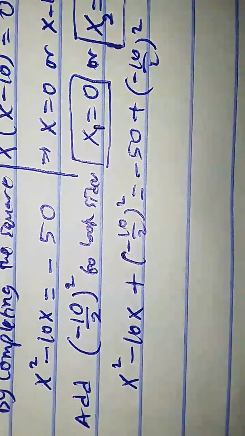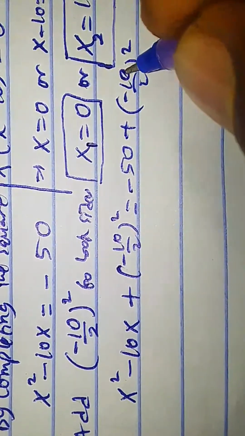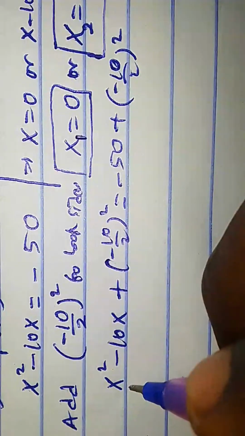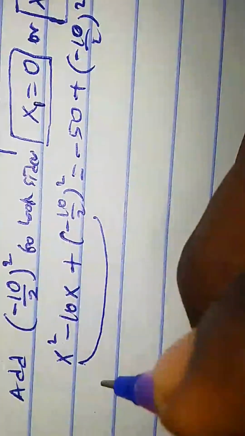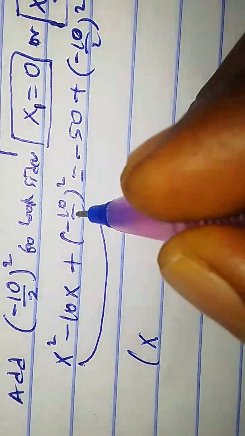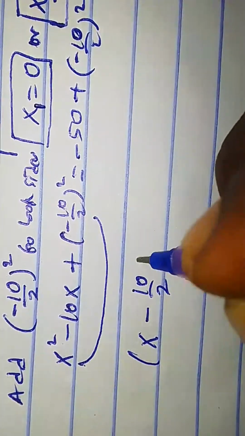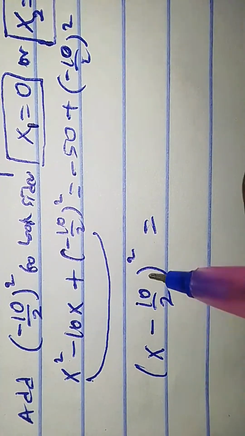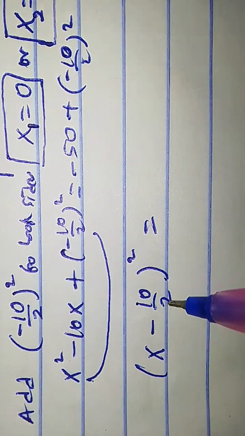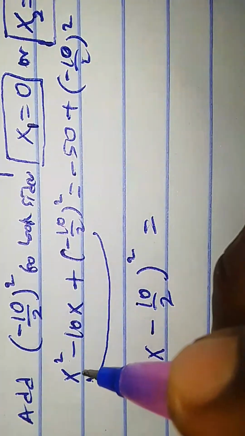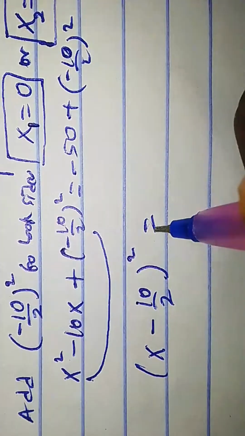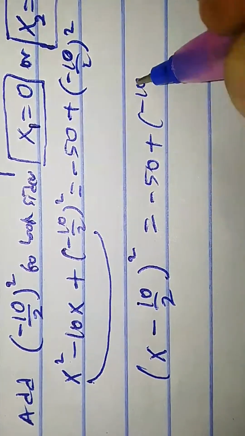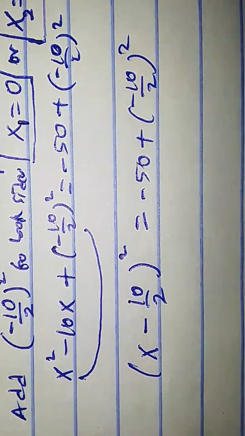Let's continue. This is 0. So now it is possible we can combine this left hand side. So that will be (x − 10/2)², because when you expand this whole thing, (x − 10/2)², very well, you will have all of this left hand side back. So this is equal to −50 + (−10/2)². Let's proceed further.